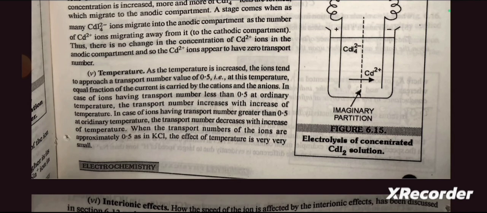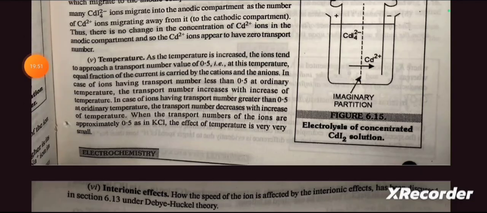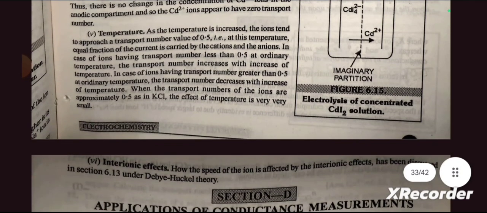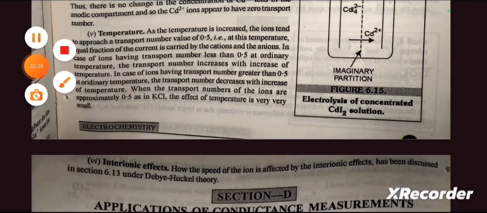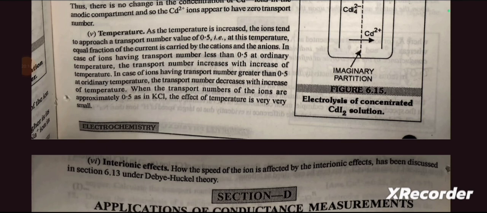Fifth, temperature. As the temperature is increased, the ions tend to approach a transport number value of 0.5, that is, at this temperature equal fractions of the current are carried by the cations and anions. In case of ions having transport number less than 0.5 at ordinary temperature, the transport number increases with increase of temperature. In case of ions having transport number greater than 0.5, it decreases with increase of temperature.